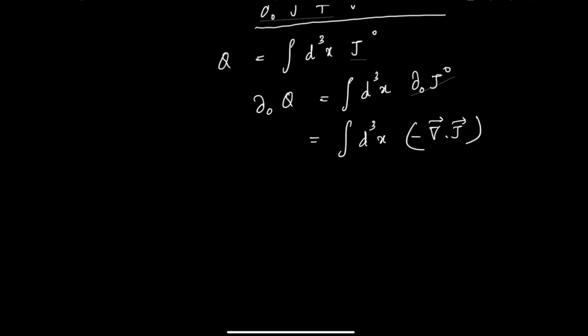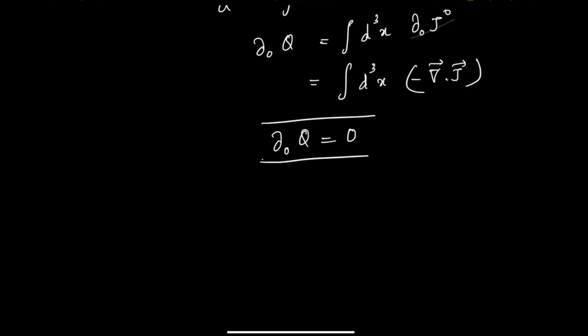Now we can see that at infinity the current will vanish, and therefore this quantity is equal to 0, and this is the field theory version of the conservation of charge. Okay, so this is the field theory version of charge conservation.